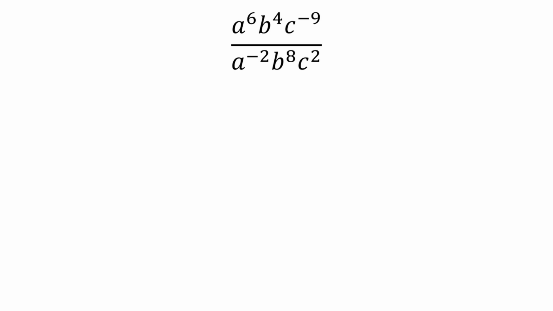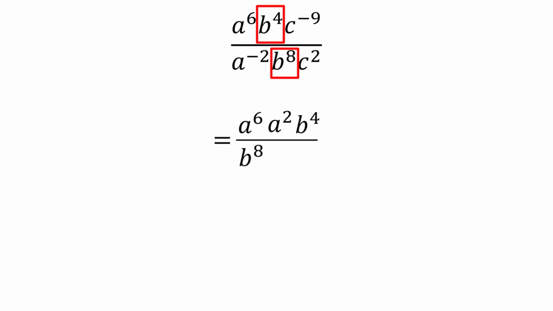Let's consider one letter at a time. A to the sixth stays the same in the numerator, since it's already a positive exponent. A to the negative second power can be brought up to the numerator as a to the second power. Our b terms don't need to change, as they're both already positive. C to the negative ninth can be brought down to the denominator as c to the positive ninth power, along with our c squared. Now we can simplify.